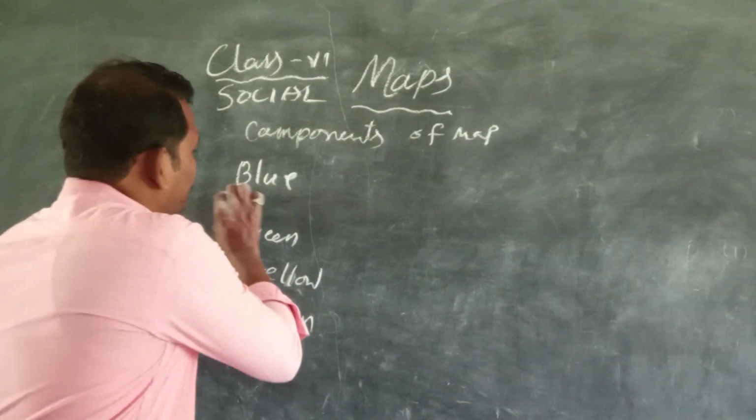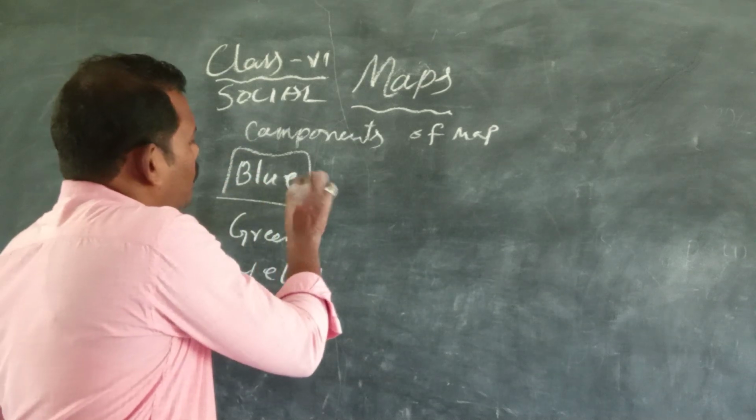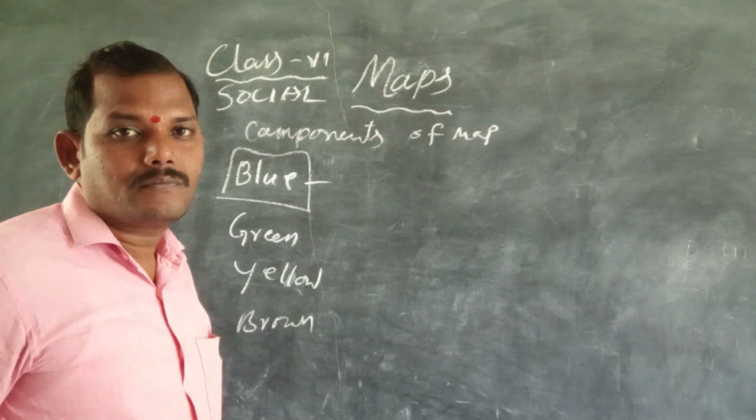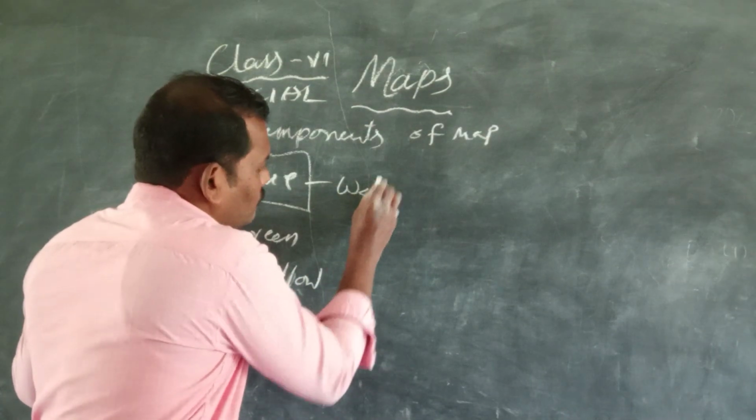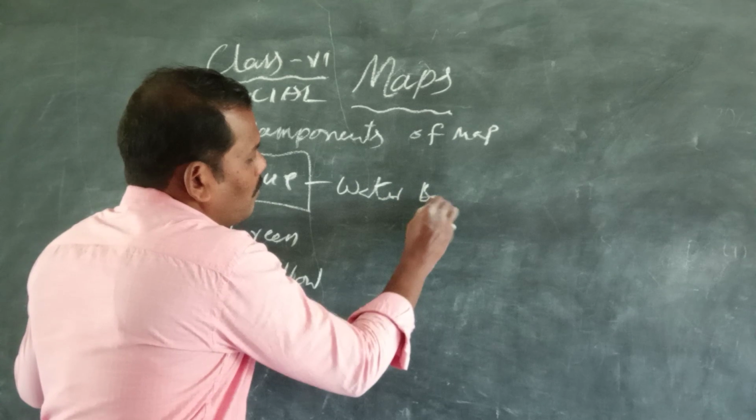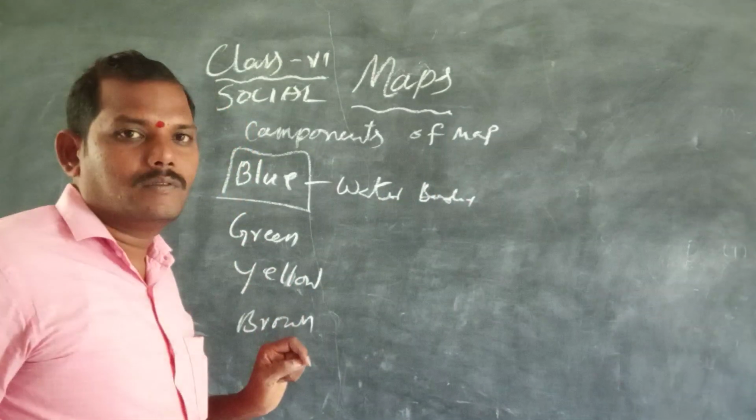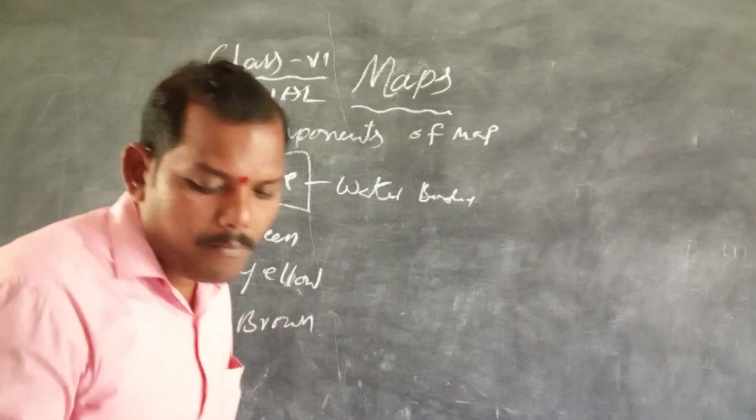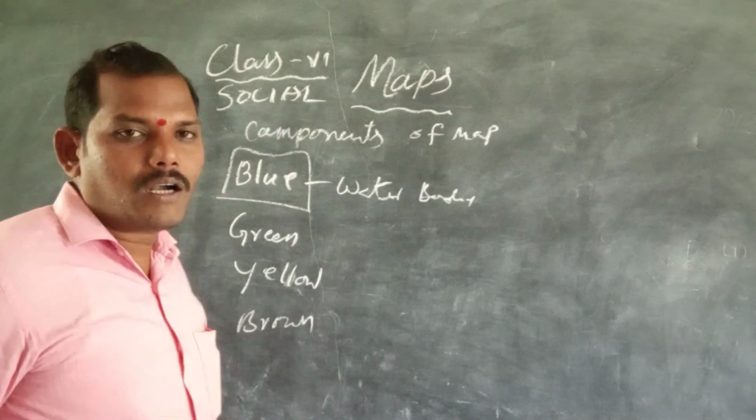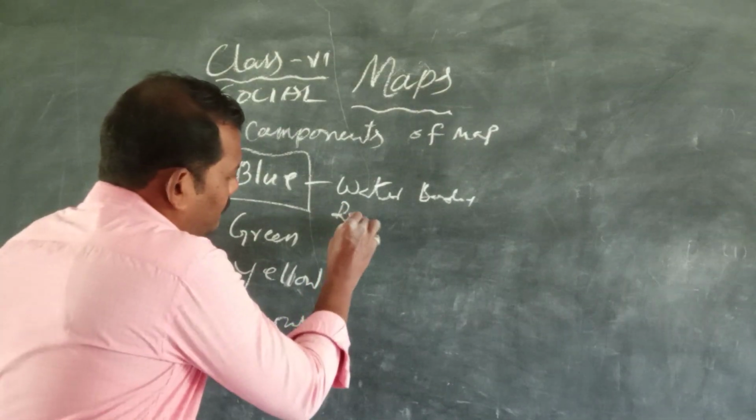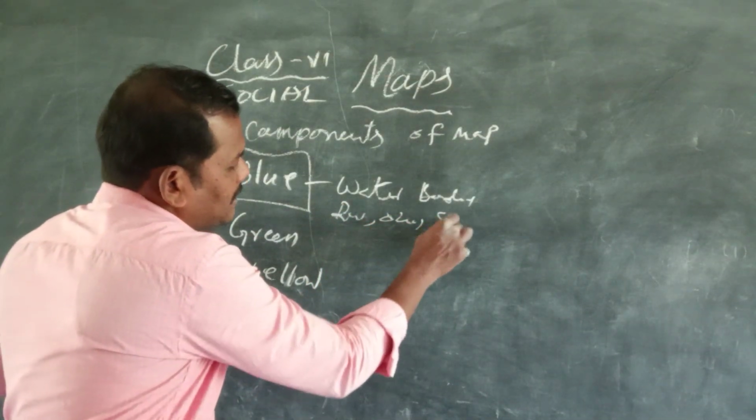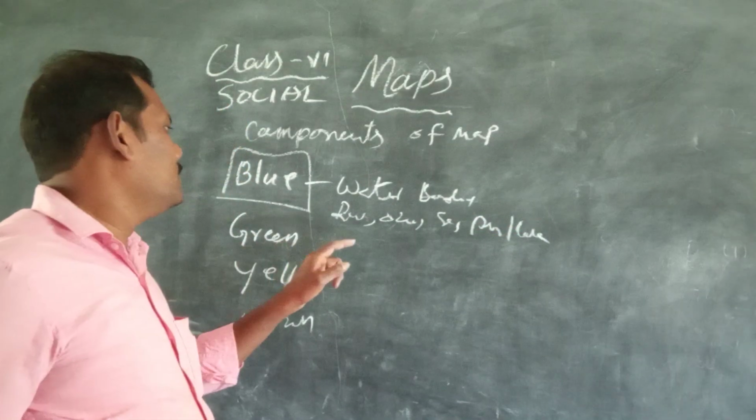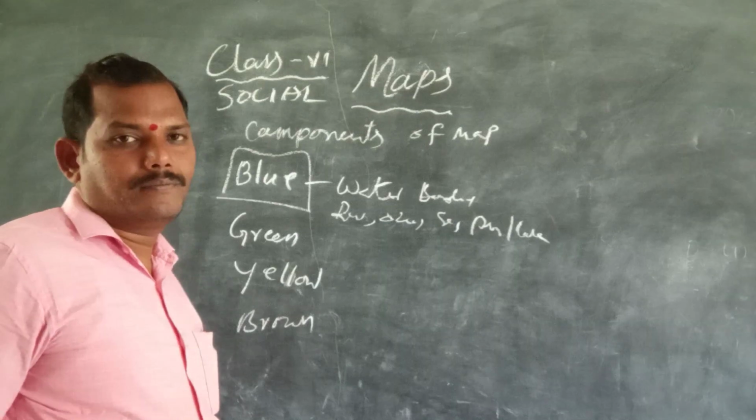Where the blue color is shown in the map, it is the representation of water bodies. That means the rivers, oceans, seas, ponds, lakes. These are all shown in blue color.